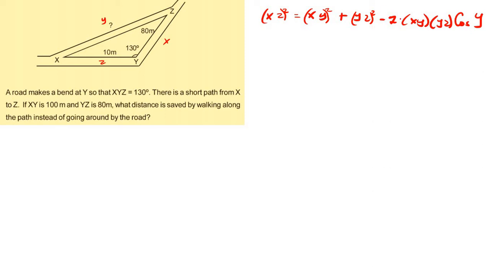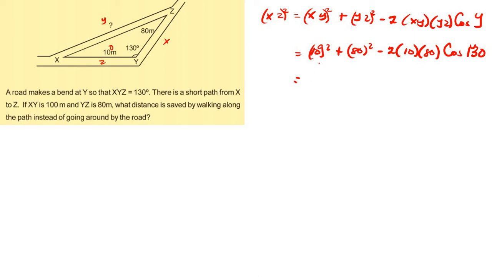Now we are ready to substitute the values. Remember, we're trying to solve for xz. We substitute the values. xy is given by 10, so 10 squared plus 80 squared minus 2 times 10 times 80, and then cosine 130 degrees. Oh, sorry, there is a problem with this. This is supposed to be 100 meters. That is impossible, that is 10 meters. So that is supposed to be 100 meters.